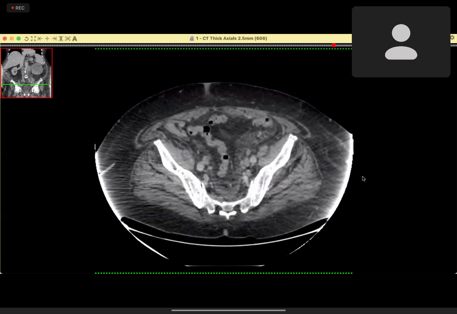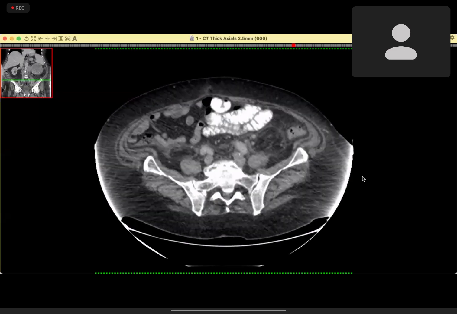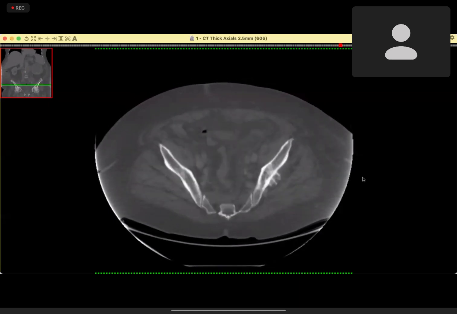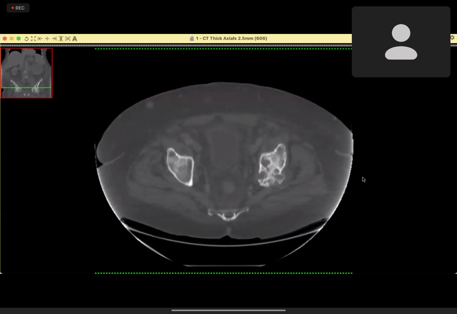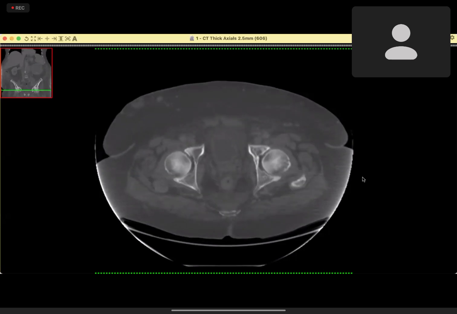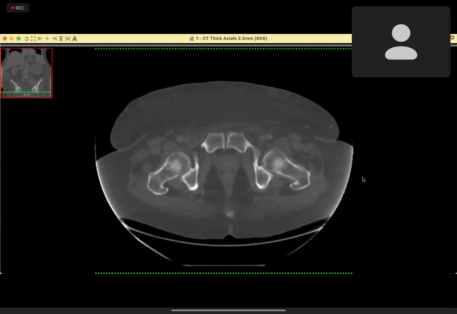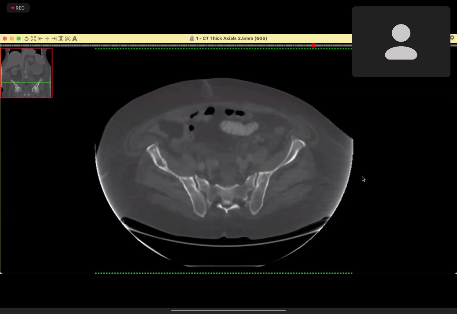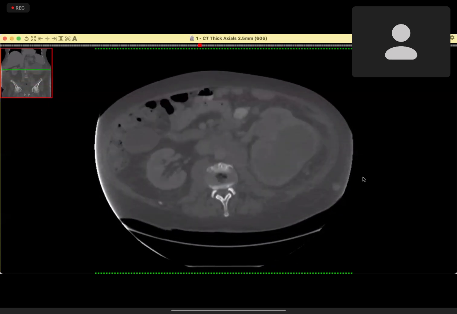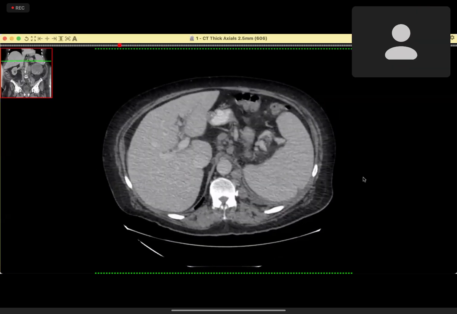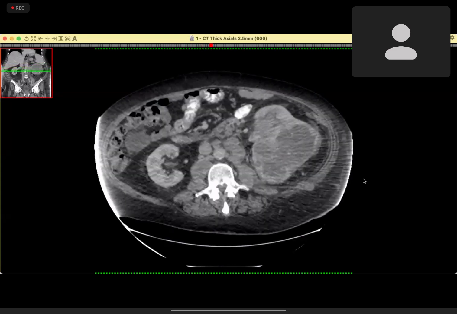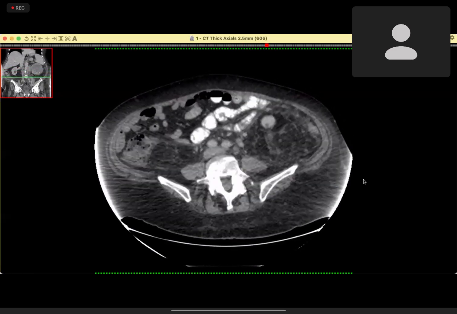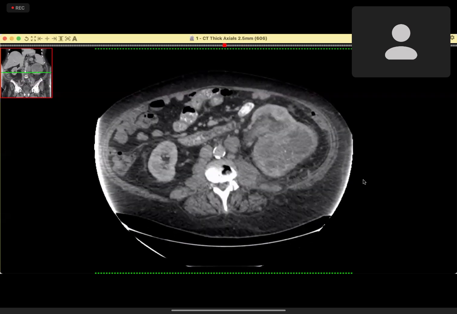Again, there is this mixed osteolytic lytic lesion in the left iliac bone. This lesion is showing a soft tissue component, and it is affecting the posterior part of the acetabulum and the iliac bone. Conclusion here: this is maybe a metastasis of the renal. This is not hydronephrosis, this is a lesion in the kidney. This is maybe RCC with metastatic bone disease.